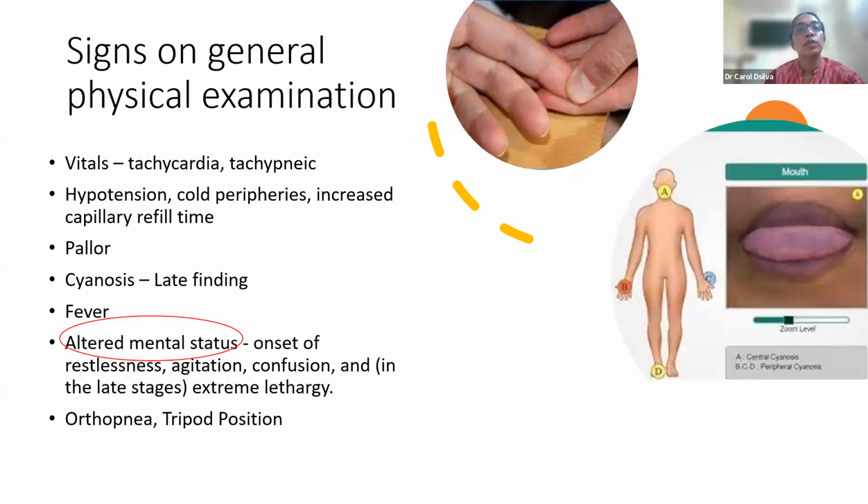Certain signs that you have to look out for on general physical examination. So your normal vitals, obviously these patients would be hooked up to some monitor. They would be tachycardic or tachypneic. They could also be hypotensive. So unless and until, like I said, you treat the cause of hypotension, it's not going to improve.